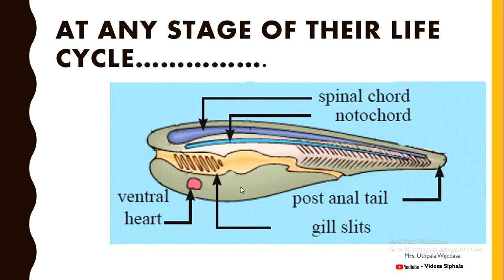Gill slits. These are individual openings to gills. Then the presence of the ventral heart. Ventral in Sinhala, that is Udariya. So the dorsal side, this is the dorsal side, that is Prushtiya. So in vertebrates, the heart is located on the ventral side.